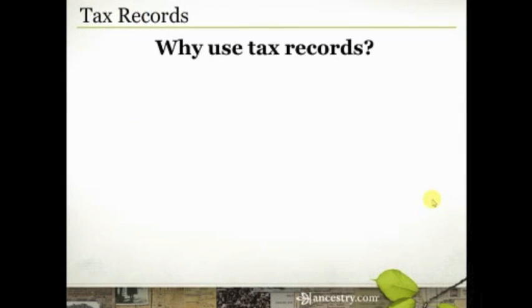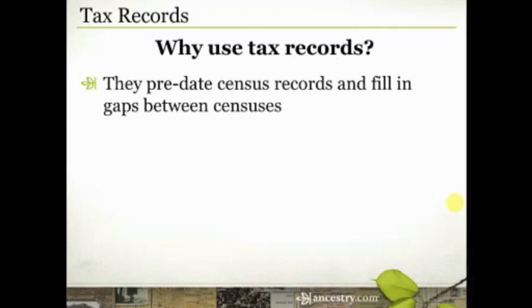So first, let's talk about why we would want to use them. Sometimes understanding that helps us know what we're getting ourselves into a little bit. First of all, they often predate census records. So for most of us here in the United States, we know that the U.S. federal census began in 1790. The most currently available census, of course, is the 1940 census due to privacy laws. So the tax records a lot of times are available for earlier than 1790. They go back into the 1770s, 1780s, and so it gives us that view.